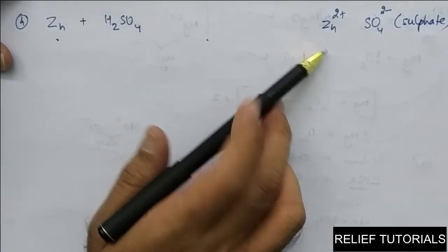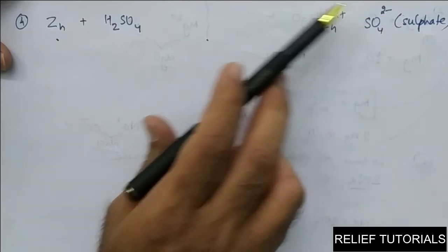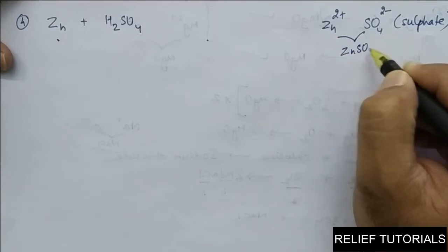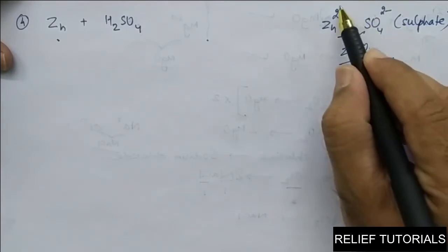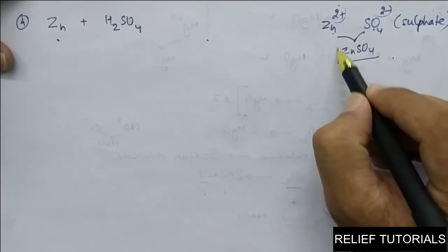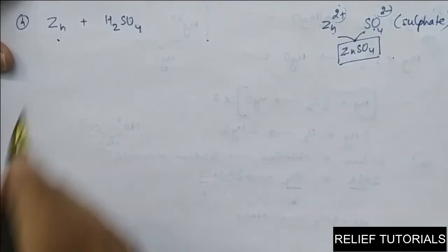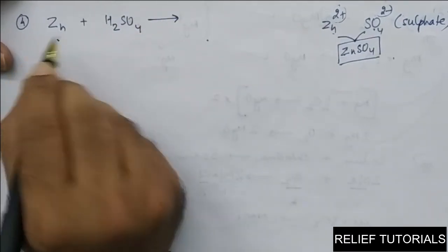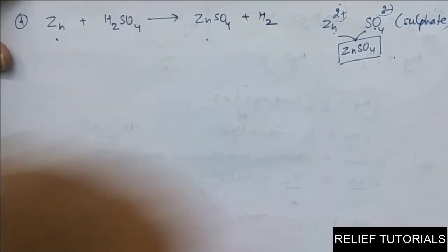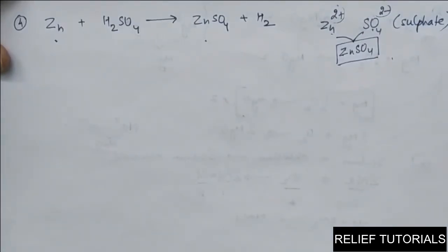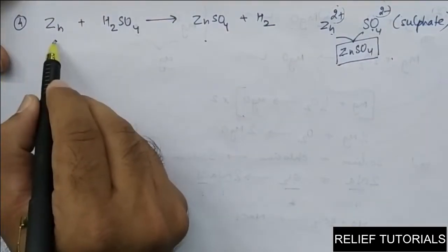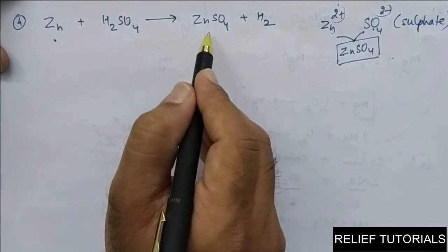So Zn 2 plus, SO4 2 minus, 2 plus 2 minus, both the charges are balanced, so it forms ZnSO4. If the charges are balanced, you just take 1 atom of each, so Zn and SO4 combinedly form ZnSO4. So what will happen here as a product? ZnSO4 is formed and hydrogen gas liberated. So look at this, Zn plus H2SO4 gives ZnSO4 plus H2.